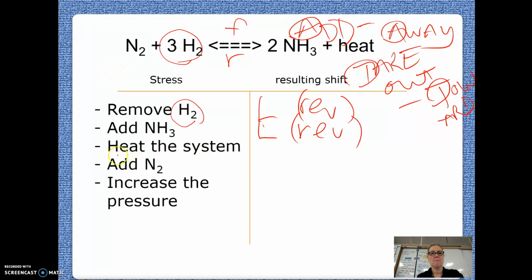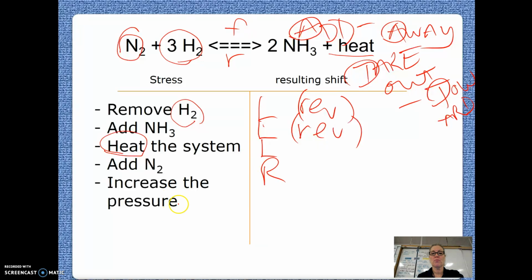What about heating? Heating is unique, but remember, when there's heat in the system, you just look for the heat. So heating the system means adding heat, therefore it's going to shift to the left, reverse. Adding N2, it's going to shift to the right, because remember, when you add, it goes away from what you added.